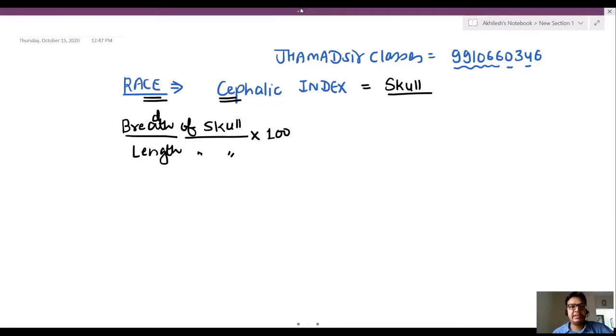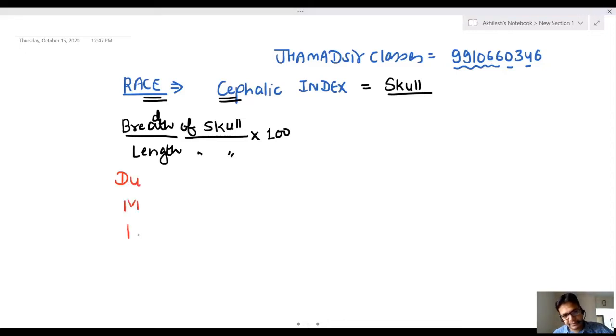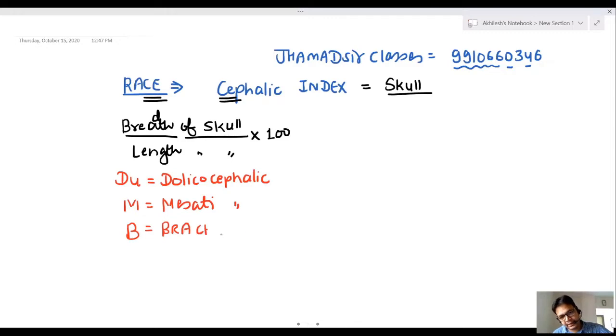Now, how to remember cephalic index? A very simple trick: D-U-M-B, dumb. D for dolichocephalic, M for mesocephalic, B for brachycephalic. The values are 70 to 75, 75 to 80, and 80 to 85. This is a trick we can remember.